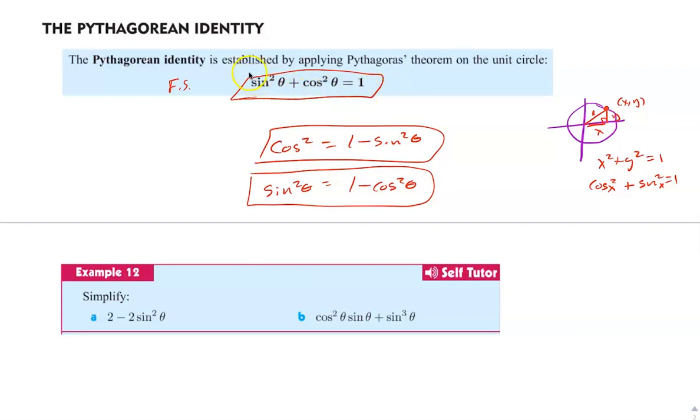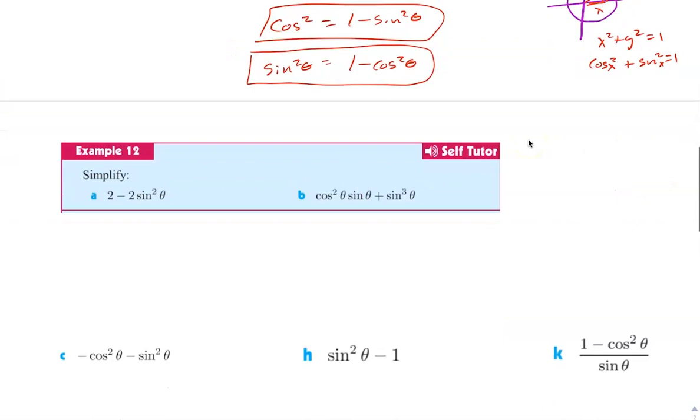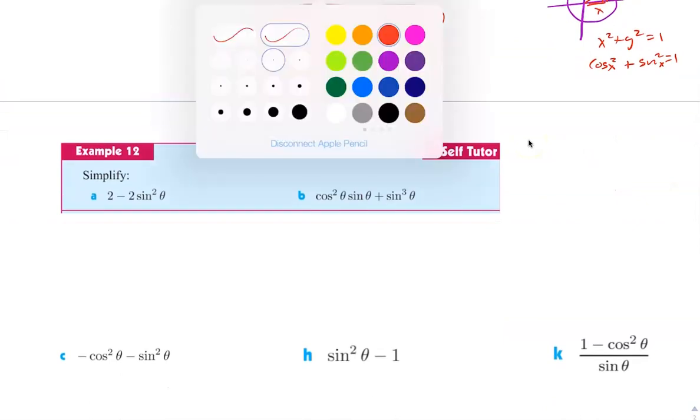You do get to use it, but you've got to remember yourself that you could solve for sine, get rid of the cosine, and get sine squared equals 1 minus cosine squared. Or you can solve for cosine, get rid of the sine, and cosine squared equals 1 minus sine squared. So see how we use this. I'm going to leave it just like that right there.